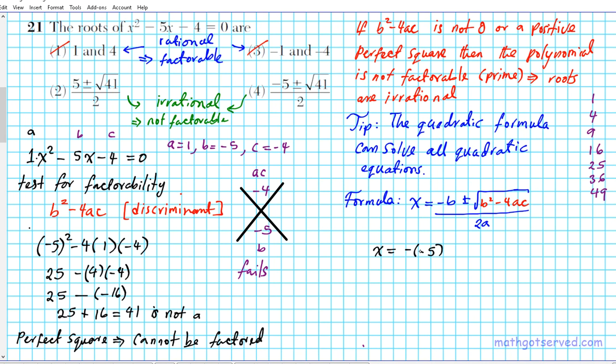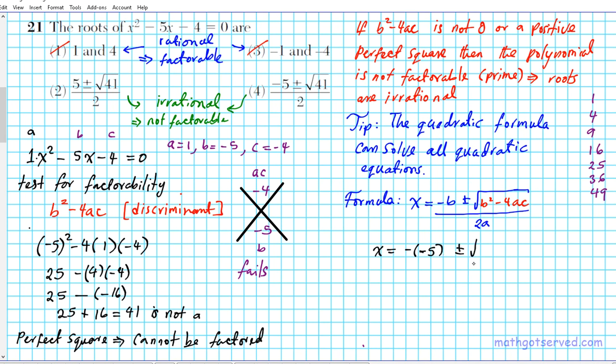You have to be really careful with your negatives. That's why, when you're making a substitution with a negative number, always use parentheses for safety. So, minus negative 5. A lot of students will forget that sign and fall into a trap, so be careful with that. Minus negative 5 plus or minus the square root.